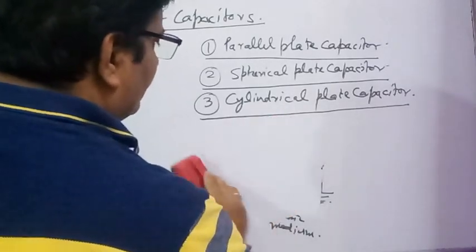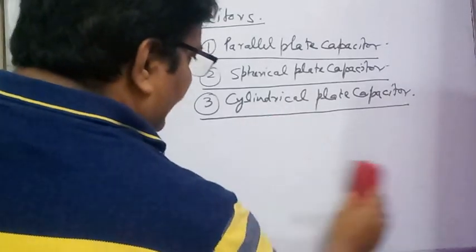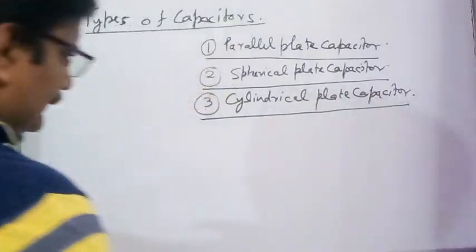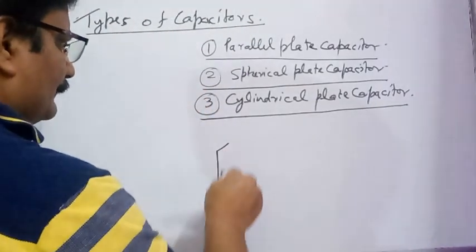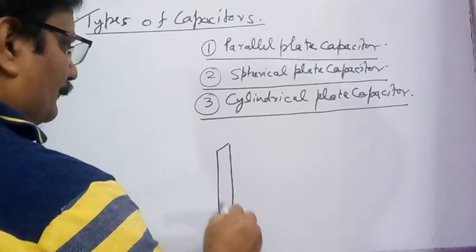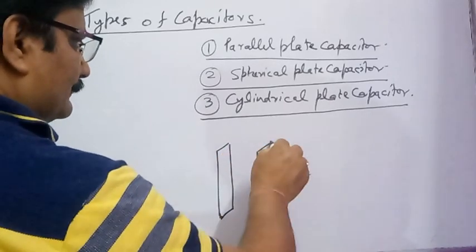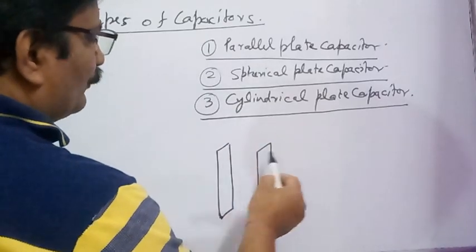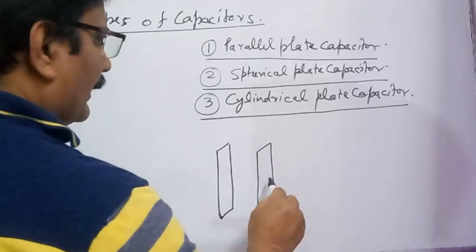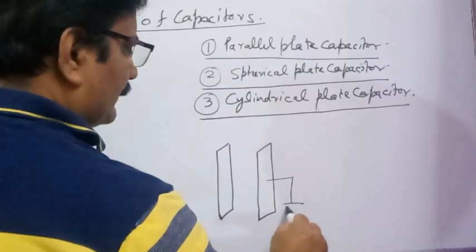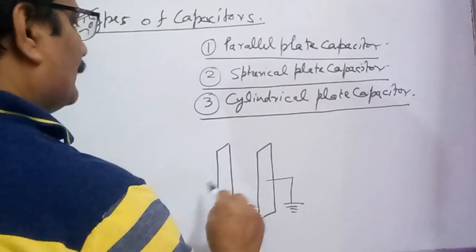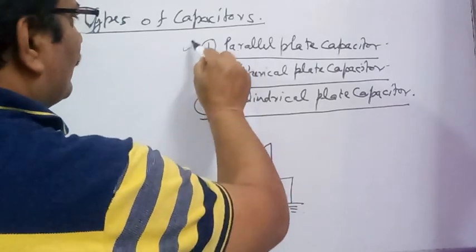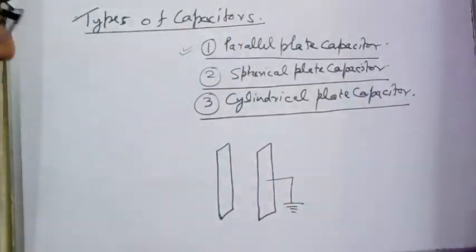If we take two metallic or conducting plates of any shape or size but of equal area, and these plates are placed parallel to each other, very close, and one of the plates is connected to the earth, then this capacitor is called a parallel plate capacitor.